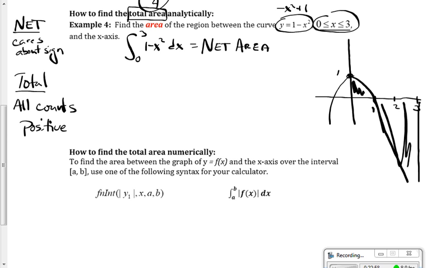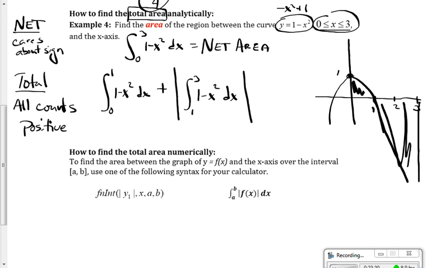Where's the break on this interval where the area goes from positive to negative? X equals 1. So the analytic way without a calculator to do this is integrate from 0 to 1 of 1 minus x squared dx. And that's going to give me the area between 0 and 1. I'm going to add to that, and I'm going to use mathematical notation for this. Some of you might actually skip the absolute value symbols and do the work properly, but I encourage you to use proper mathematical notation.